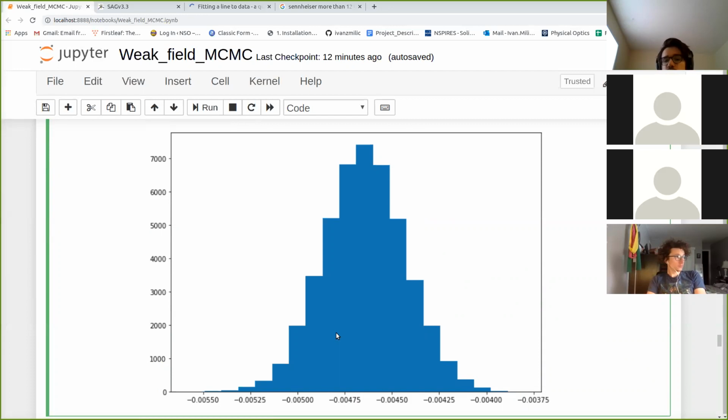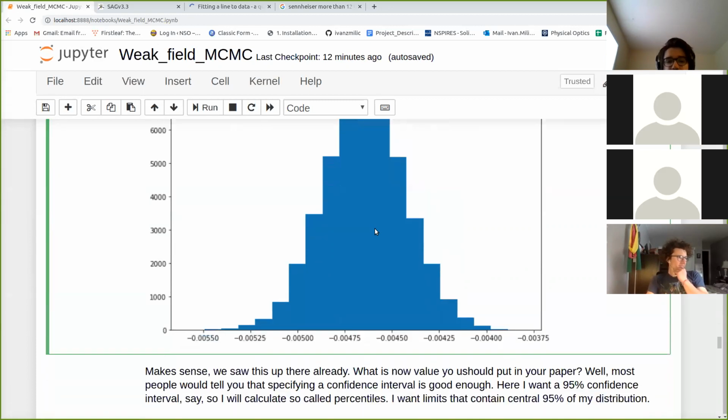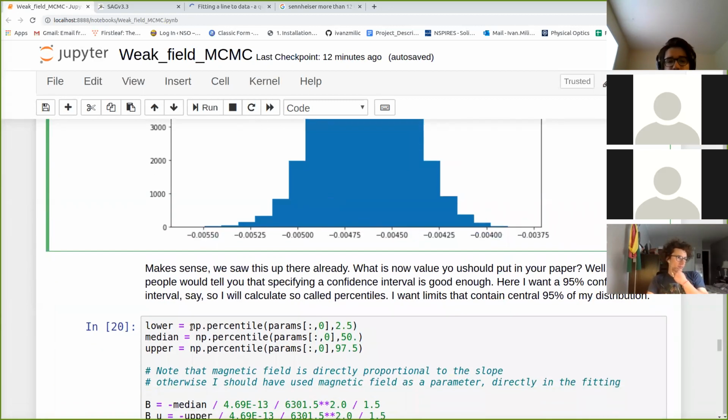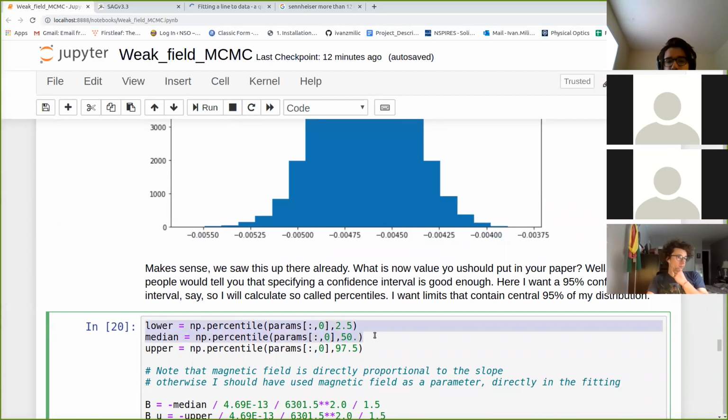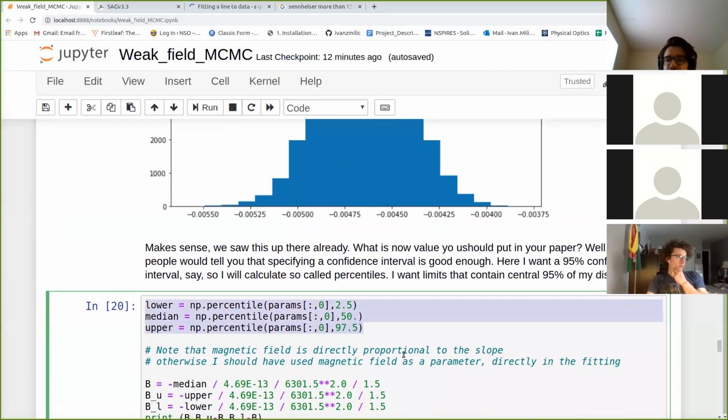So what I'm going to do is cut 2.5% of the left-hand side, 2.5% of the right-hand side, and find the median, and I'm going to report that. In practice, you would do that using this percentile function in NumPy. So you provide the array that you're dealing with. Here I'm just providing the array containing the slopes, and I have limits.